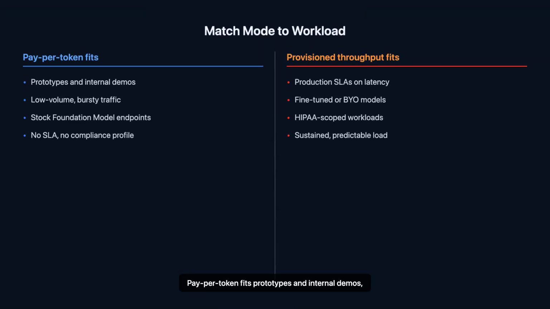Pay per token fits prototypes and internal demos, low-volume bursty traffic, stock foundation model endpoints, and workloads with no SLA or compliance profile attached. Provisioned throughput is the answer when there's a production SLA on latency, a fine-tuned or bring-your-own model, a HIPAA scoped workload, or sustained predictable load. This scenario hits the right column on every row. So provisioned throughput, with capacity sized to peak demand.